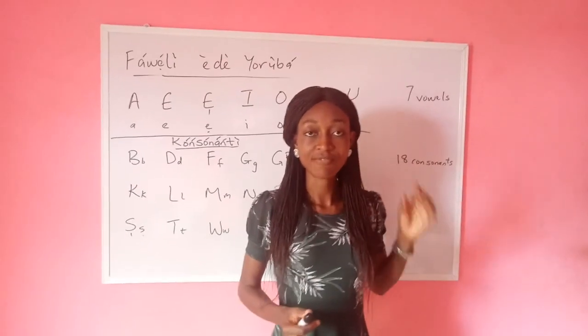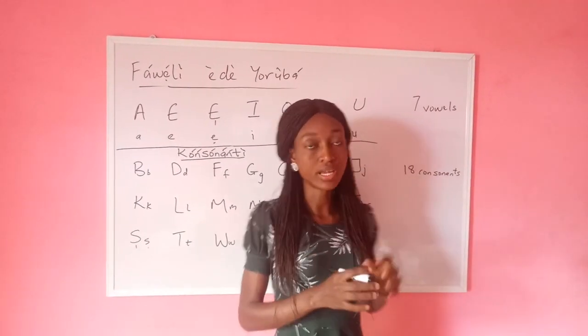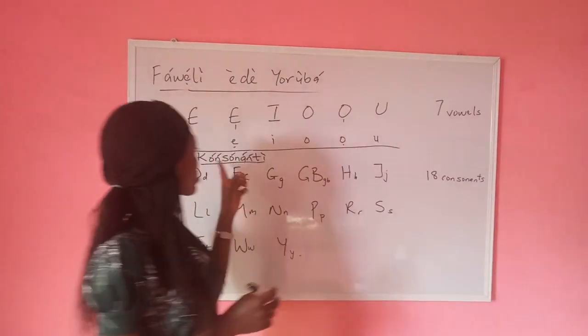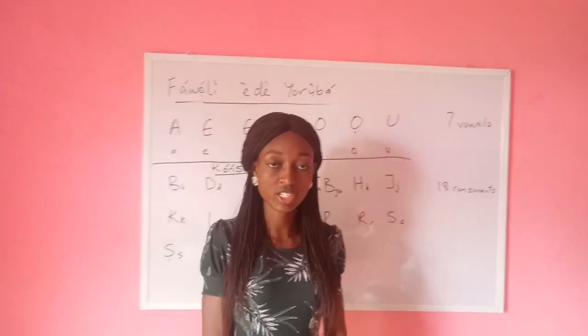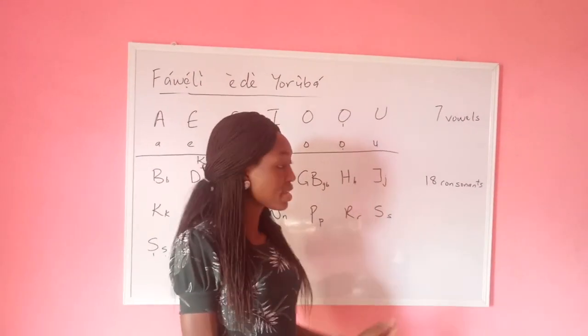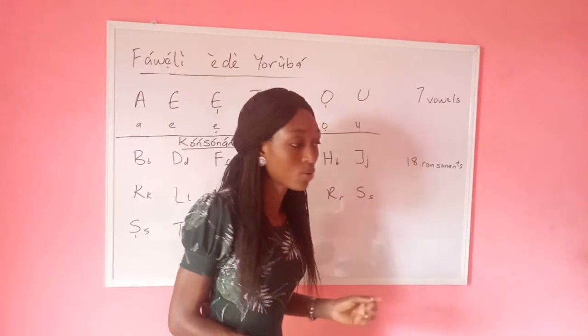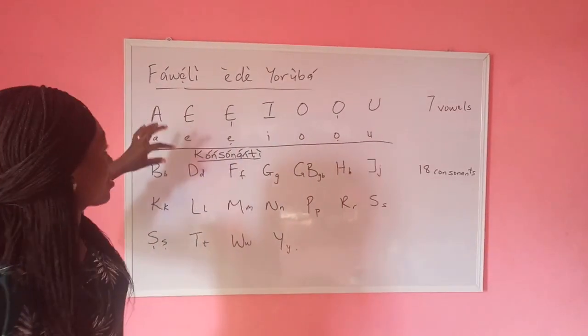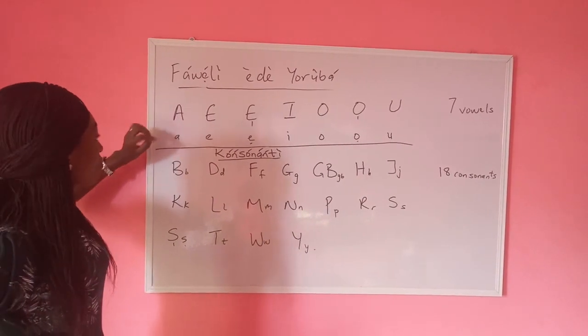At the vowels and consonants in Yoruba language, that is Fáwẹ èdè Yorùbá àti consonanti èdè Yorùbá. We have 7 vowels in the Yoruba language, while we have 18 consonants in the Yoruba language. Now quickly let us look at the Fáwẹ èdè Yorùbá.